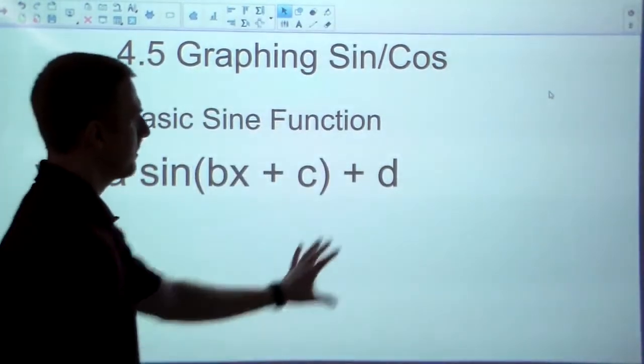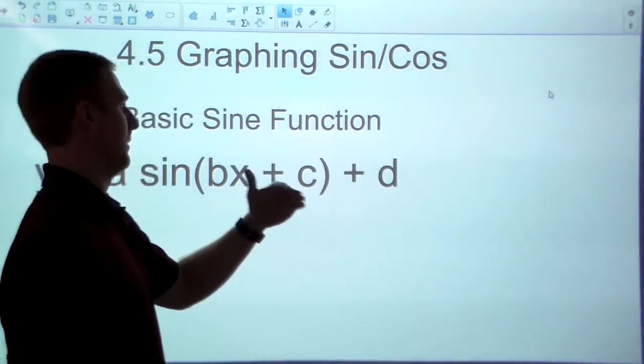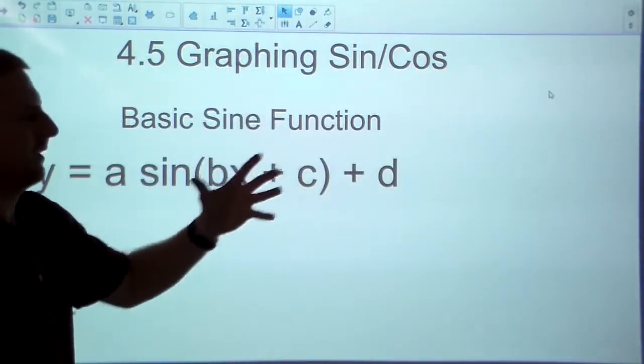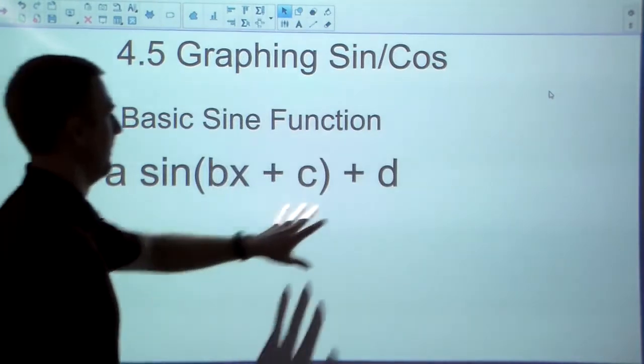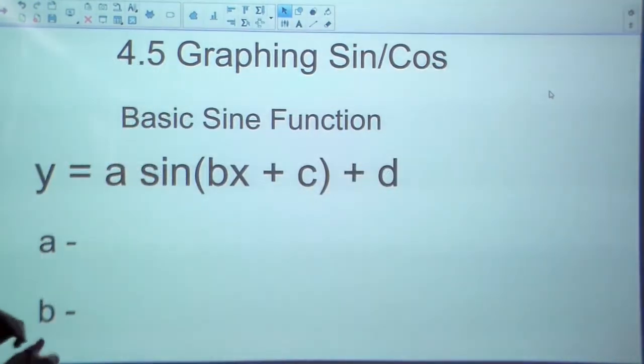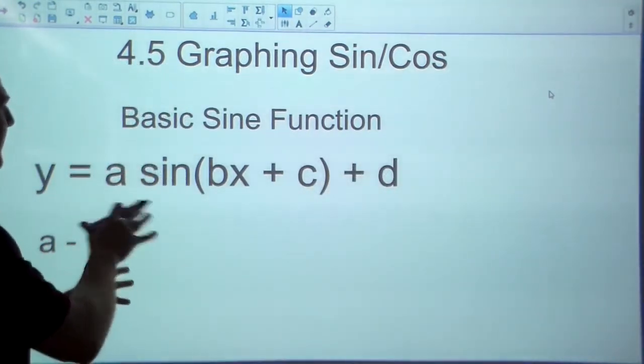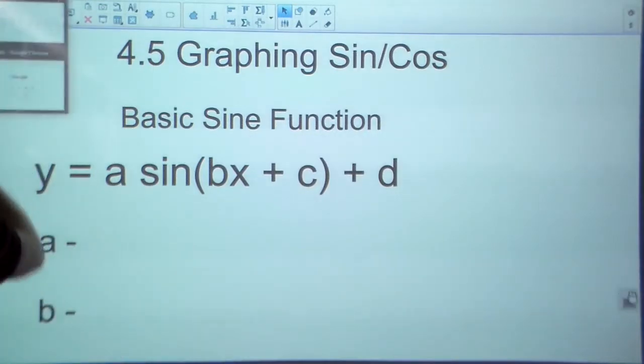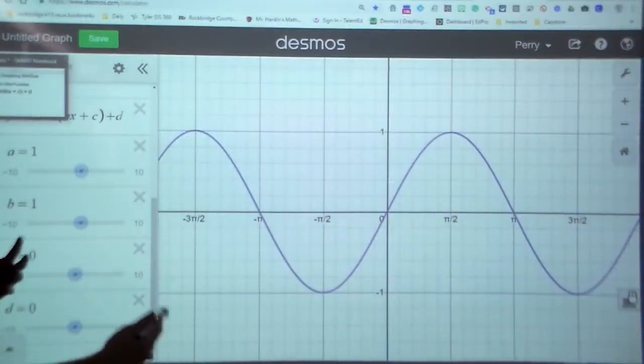Okay? This is not real typical with waves, because it really doesn't matter how far they're up and down typically, but sometimes the book will throw that in there just to get you practice with it. At this point, I just want to run through what each thing does. I'm going to flip back to Desmos, and let's just see what happens.